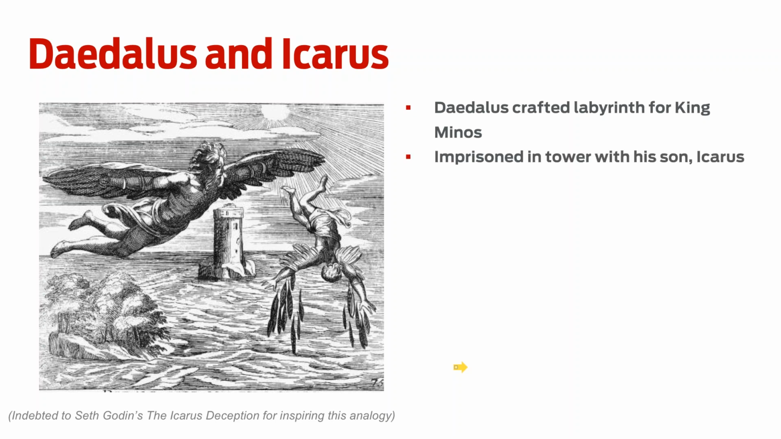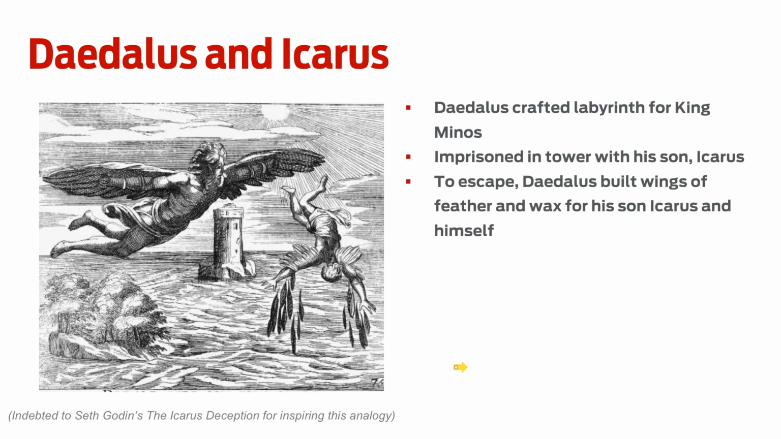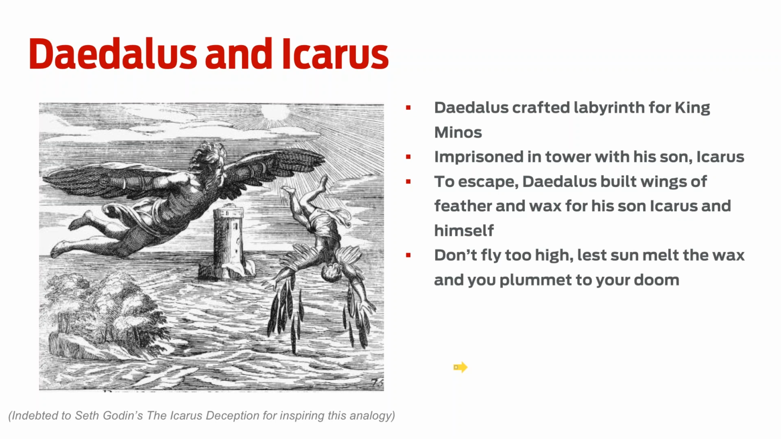So Minos imprisoned Daedalus and his son Icarus in a tower, and Daedalus, being the fabulous inventor that he was, looks around and says, well, what can we do? How can we get out of here? There are feathers from the birds that are in the tower with them and wax from the candles, and he realizes that he can make wings out of these materials for his son and himself. But before they leave, he makes sure to caution his son not to fly too high, or the sun would melt the wax that's holding the feathers to the wings. The feathers fall off and they plummet to their doom, and you can see from the picture that the classic story ends up that way.